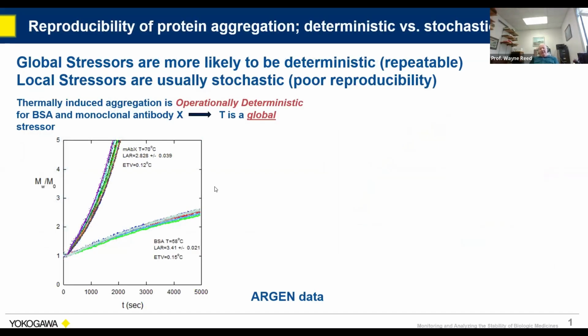And you might ask, when you're dealing with something like colloidal aggregation, is that even reproducible? It could be totally stochastic. So what we show here is that with a global stressor, in this case, temperature, we held it at 70 degrees C. This is a monoclonal antibody. We repeated it 16 times. And over here, just BSA at 58, also 16 times. And you see they're very closely clustered, each of these separate repeats of 16 each, showing that it's actually operationally deterministic. It's not random and it's not stochastic when we have this temperature, which is a global stressor.